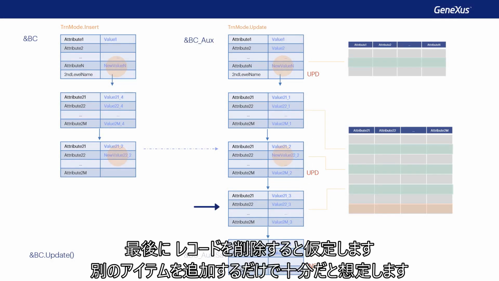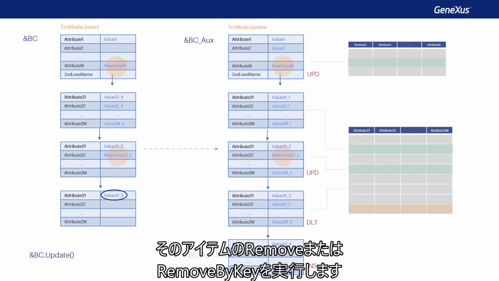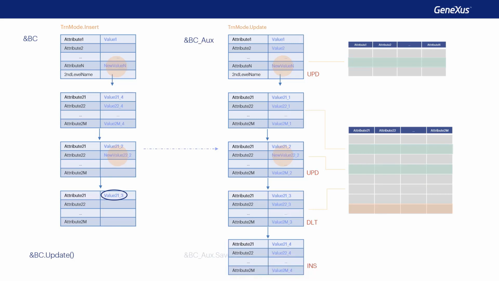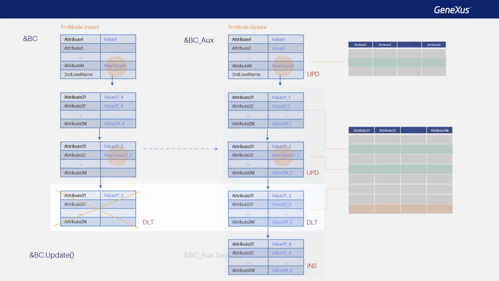Finally, let's suppose that we want to delete a record, so we could assume that it's enough to add another item, only assigning a value to the property that identifies it, and then execute a remove or removeByKey of that item, so that it's marked for deletion. However, it will not work like that.